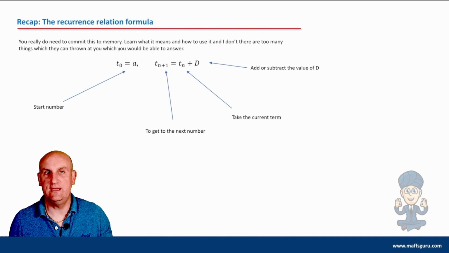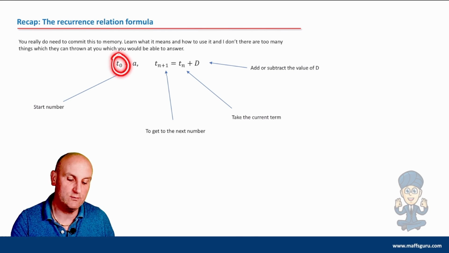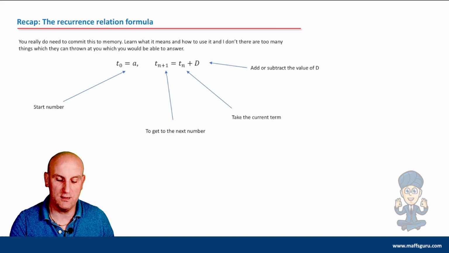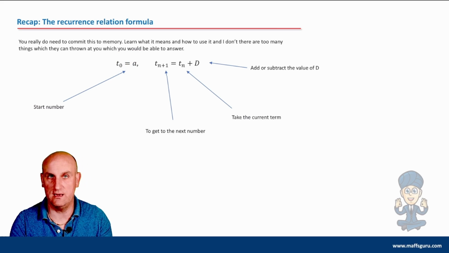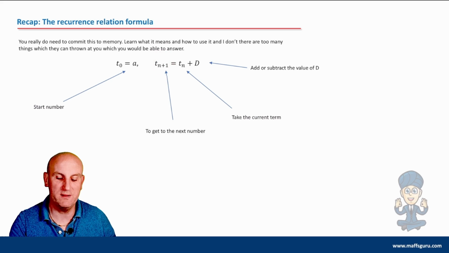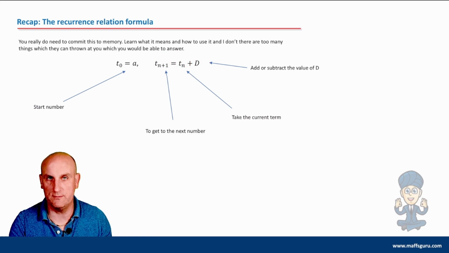All right, so as I say here, we've had the recurrence relation formula. I've just done a bit of a recap. Let's do it again. This is for your summary book if you need to know it. T0, that is my first term. A was my start number, right? And a sequence has to start somewhere. T of n plus 1, my next term, is given by my current term plus my common difference.